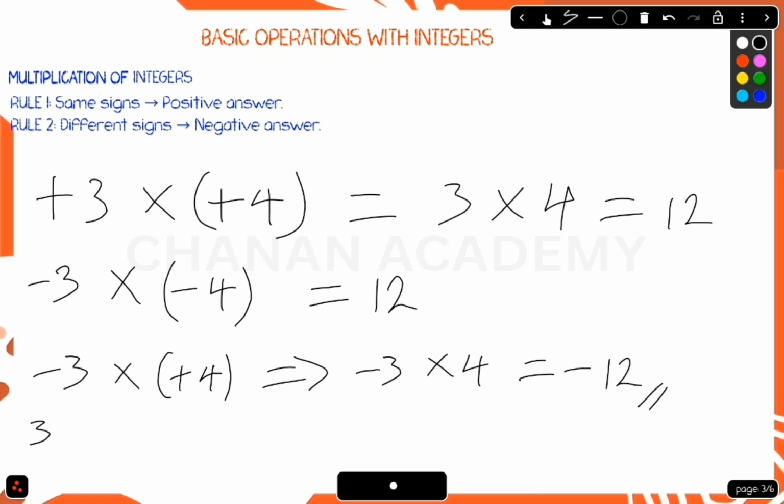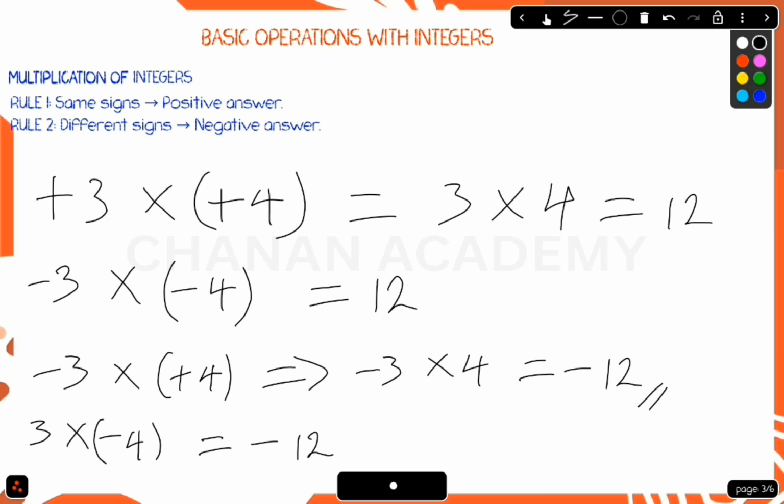Let's try another one. Let's say 3 multiplied by negative 4. The result will be, using rule 2, negative 12.